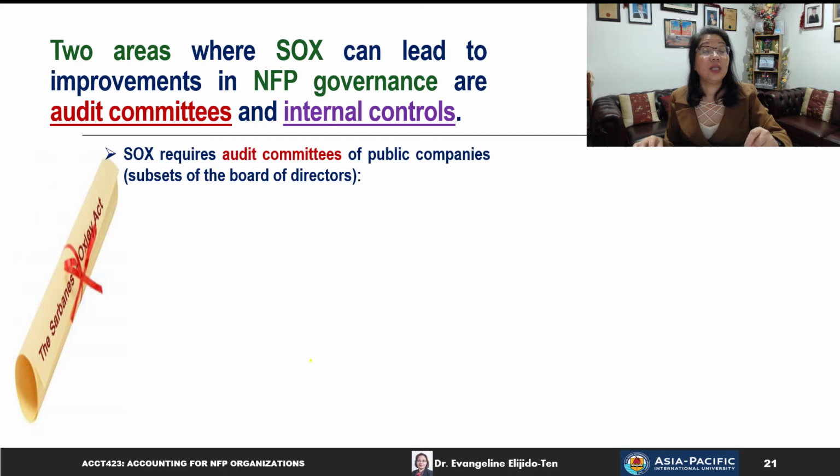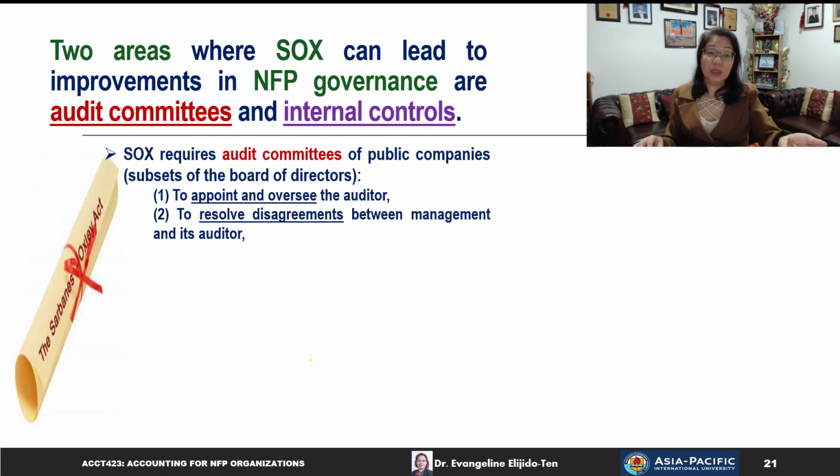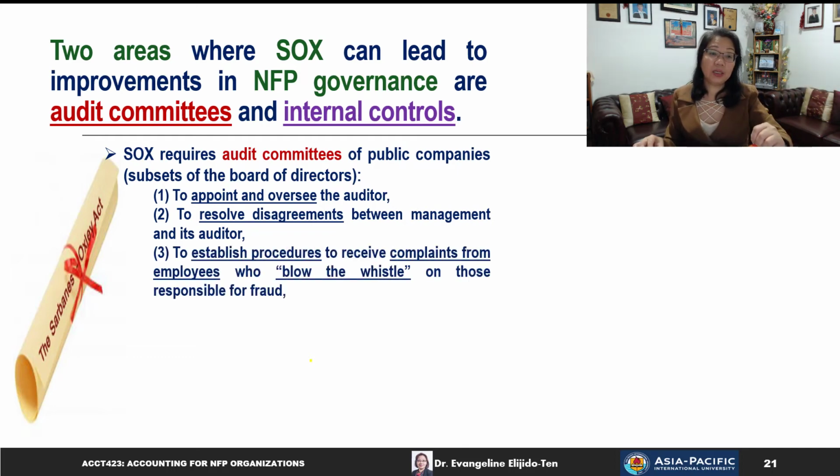SOX requires audit committees of public companies. Now, what are audit committees? These are actually subsets of the board of directors. The audit committees, as required by SOX, are the ones who will appoint and oversee the auditor. They would also be in charge of resolving any disagreements between the management and the auditor, and they establish procedures to receive complaints from employees who blow the whistle on those people who are responsible for fraud.